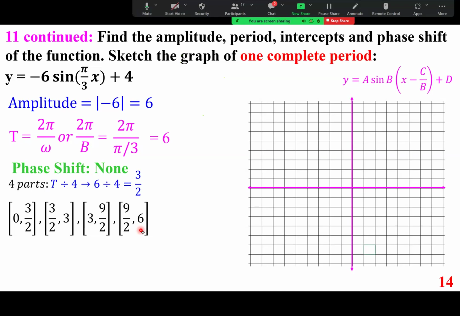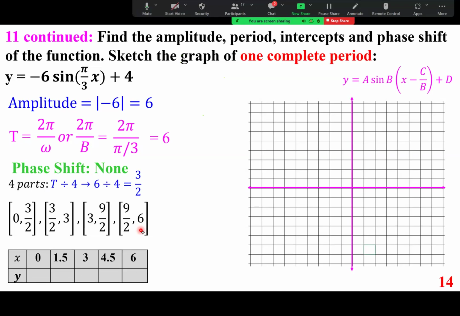So let's go with the endpoints. 1.5 is 3/2, okay, class? Everybody knows it's 3/2, okay? 1.5 is 3/2, okay? 4.5 is 9/2. And we want to evaluate them, and I want to stick with this part, ignore the +4 for now.